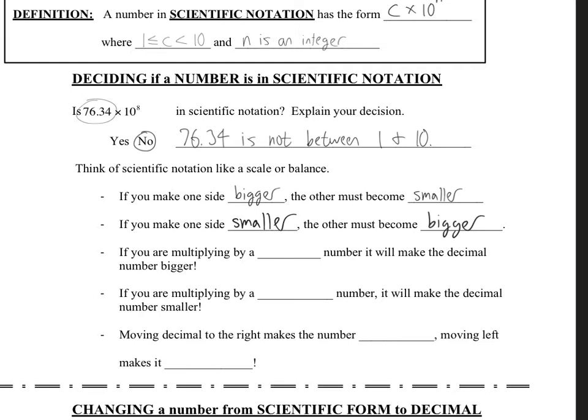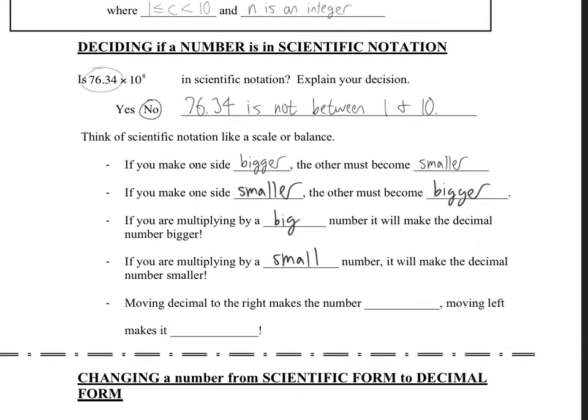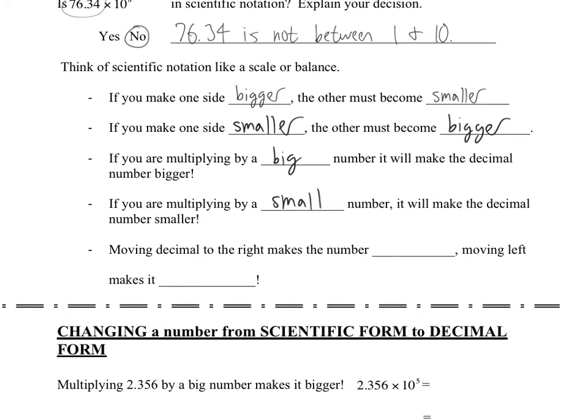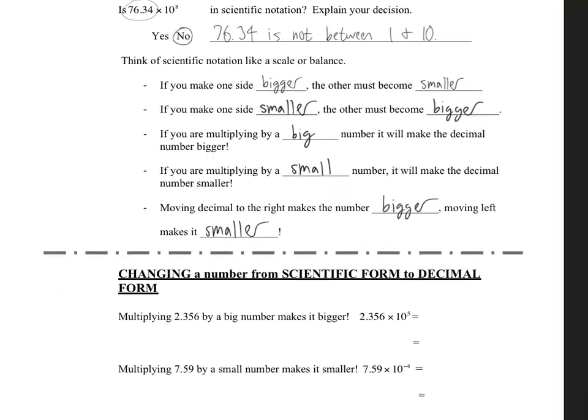These are all just words right now, to make more sense when we go through some actual problems. If you're multiplying by a big number, it will make the decimal number bigger. And if you're multiplying by a small number, it will make the decimal number smaller. And the last thing we need to know is that moving a decimal to the right makes the number bigger, and moving it left makes it smaller. We'll talk about this more when we get closer to that.